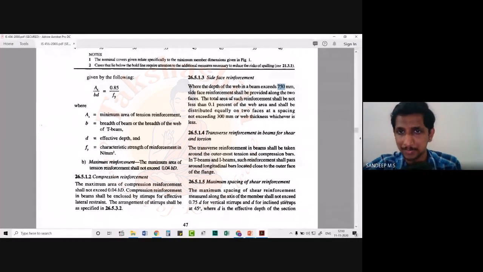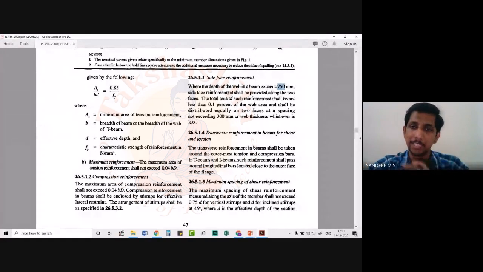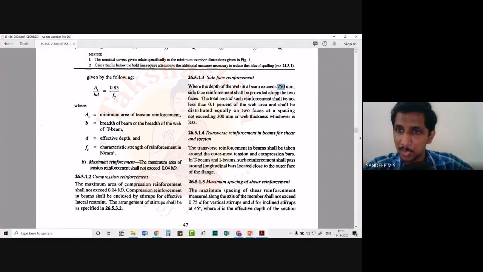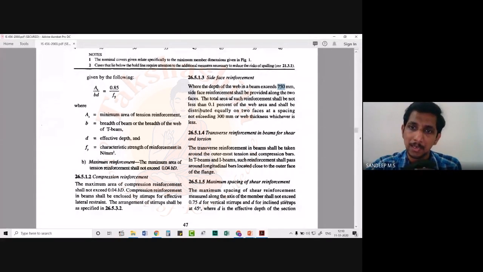And how to provide that? So where the depth of the web is, this you need not consider, because right now we are dealing with torsion, and from the clause regarding the torsion, they have mentioned that if the depth is more than 450 itself, we have to provide side face reinforcement. Side face reinforcement shall be provided along the two faces. So on both the faces where we have the depth, we have to provide the side face reinforcement, and the total area of such reinforcement shall not be less than 0.1% of web cross-sectional area.